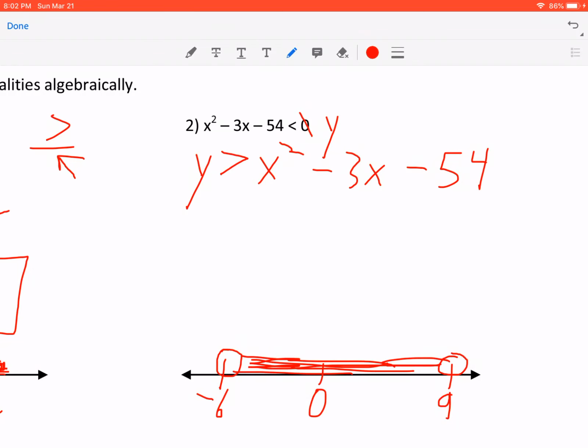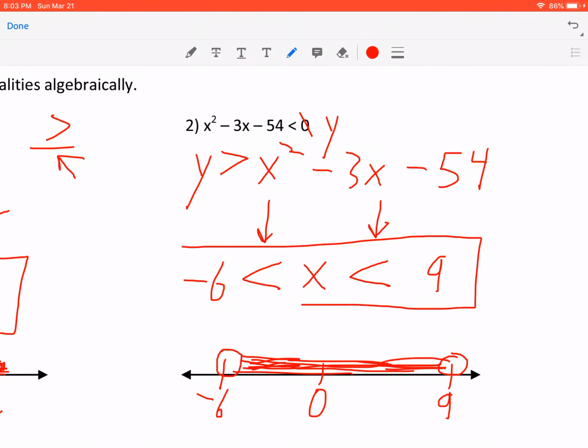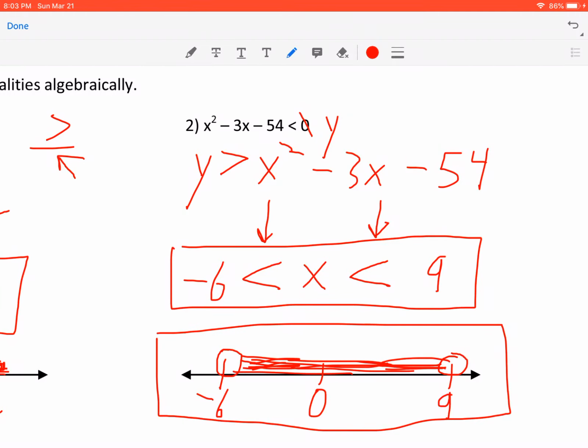This is what it would look like if you took a screenshot of the x-axis. To write a compound inequality, put the numbers lowest on the left, highest on the right, put x in the middle. And where did you shade it? You shaded everything less than 9. And here's a little secret. Whatever symbol you use here, you're going to use the same symbol here. So it's going to be -6 less than x, x less than 9. That's the compound inequality. That's what the screenshot of the graph would look like. They're both the same answer.